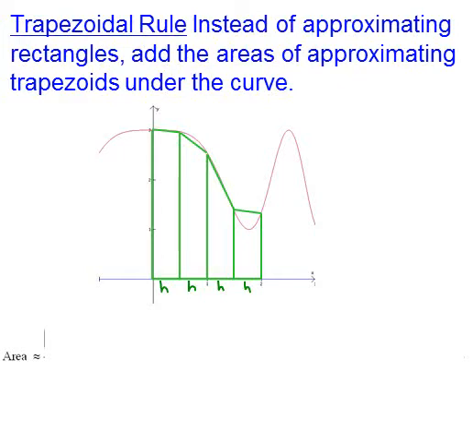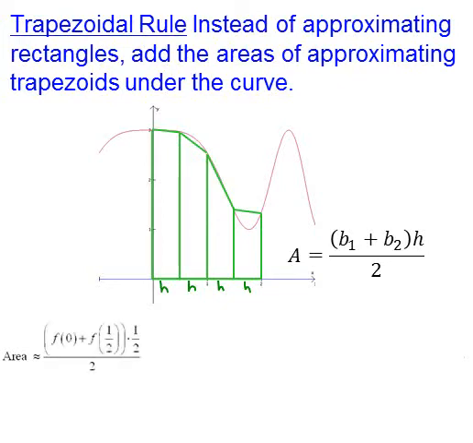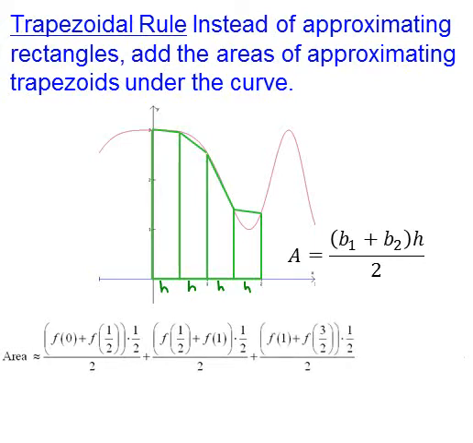The formula for the area of a trapezoid is 1/2 times the sum of the bases times the height. So the first trapezoid on the left has bases f of 0 and f of 1/2, and the height h between them is 1/2, giving it the area f of 0 plus f of 1/2 times 1/2 divided by 2. The second trapezoid has bases at f of 1/2 and f of 1. The third has bases f of 1 and f of 3/2, and the fourth has bases f of 3/2 and f of 2.